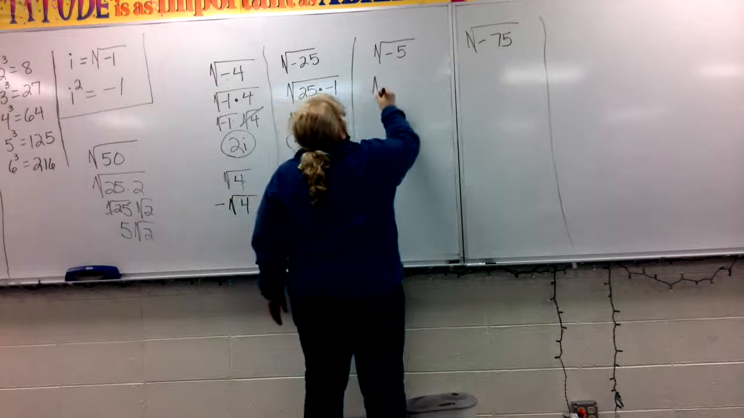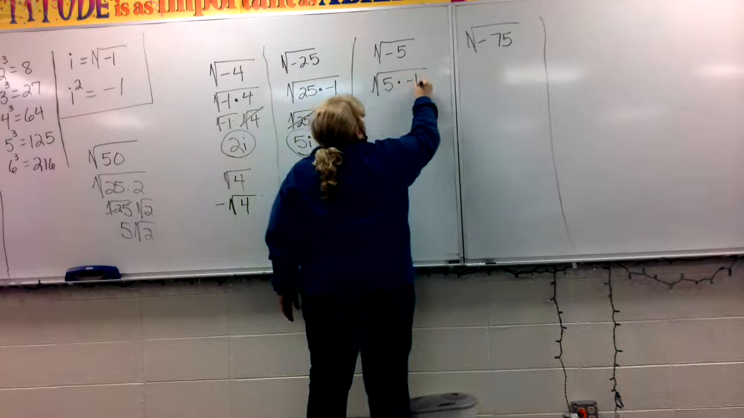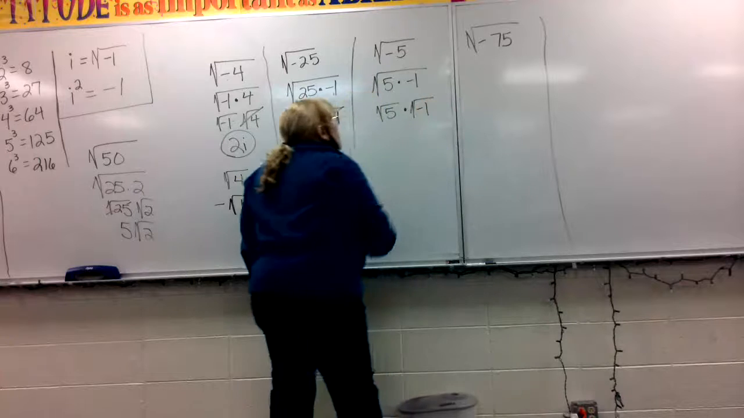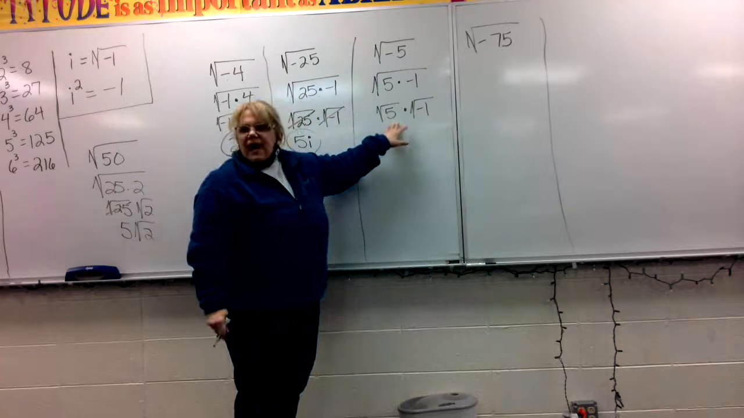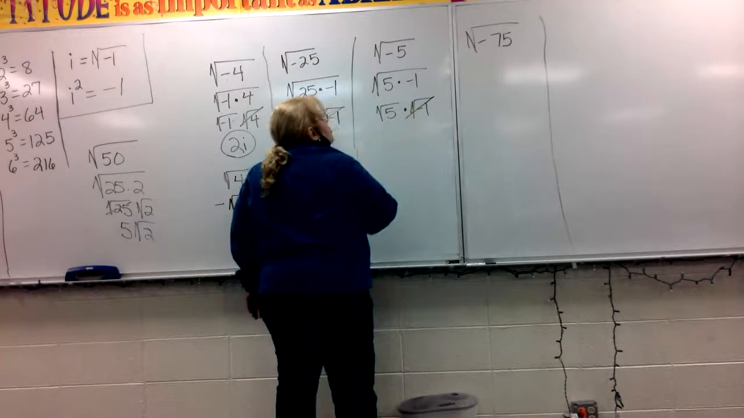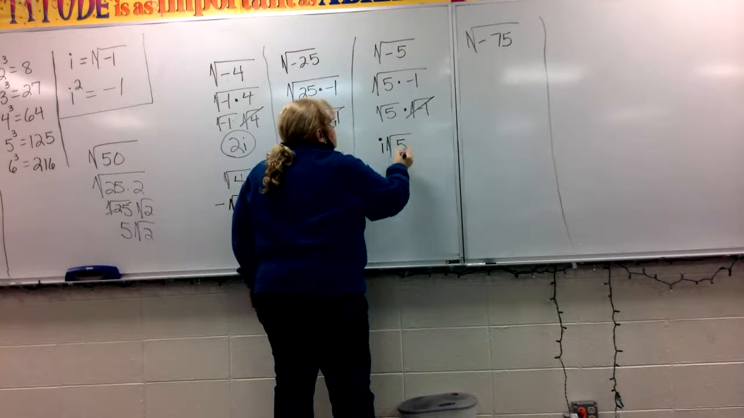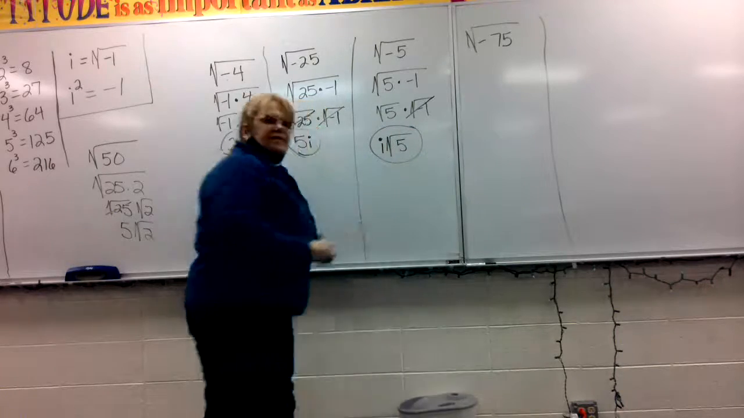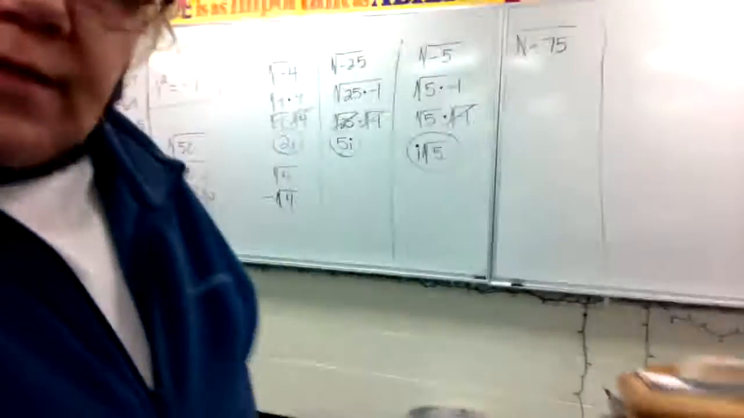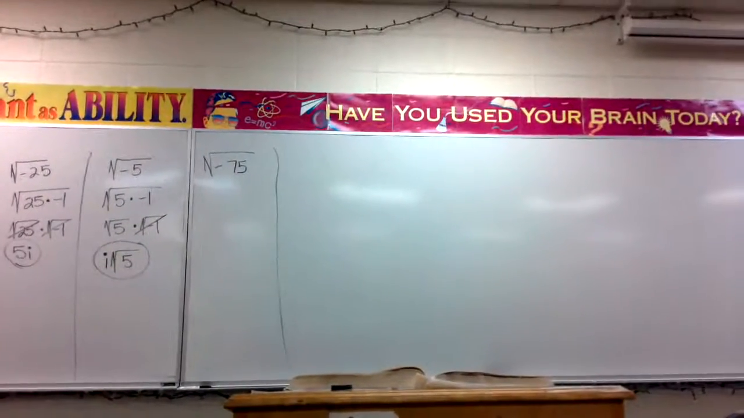Same thing here. You always want to break it down into square root of 5, square root of -1. Can I do anything with that square root of 5? No, so I'm just going to leave that. What's the square root of -1? So we'll write it as i times the square root of 5. Does that make sense? So far, so good. Well, as much sense as can be made from an imaginary value.